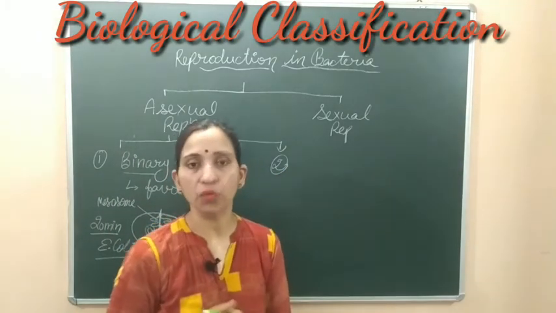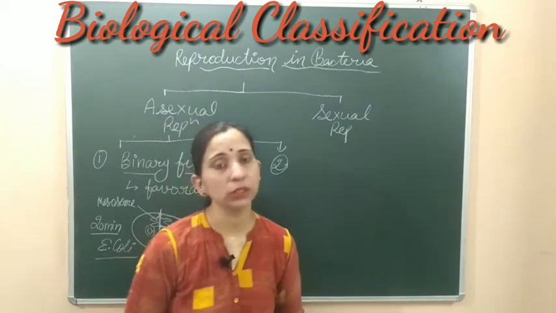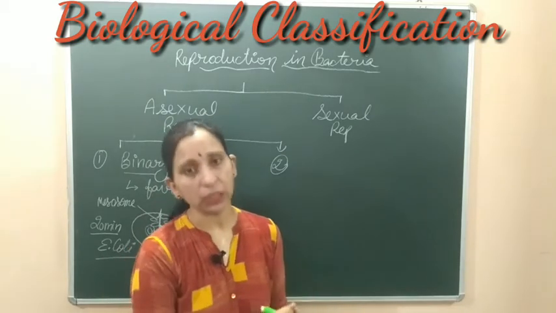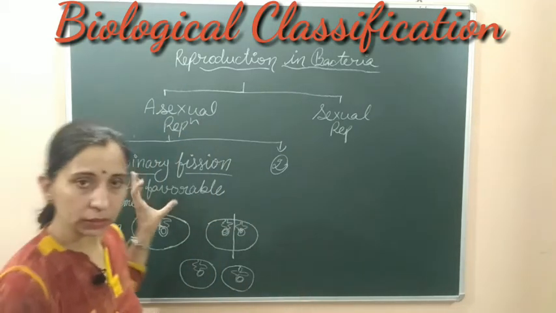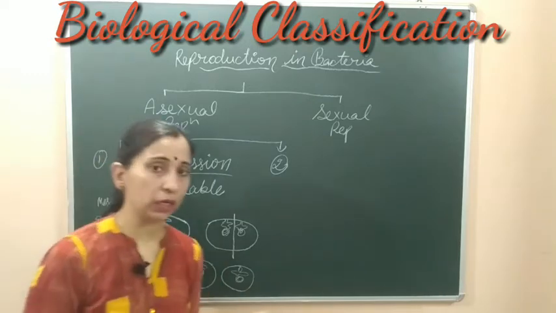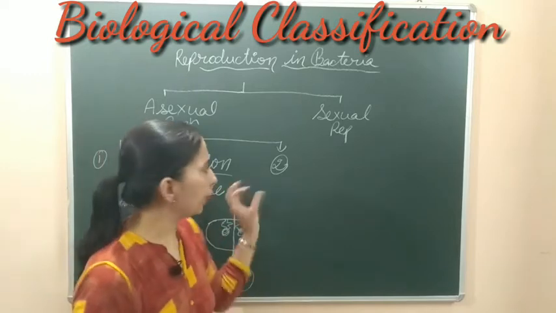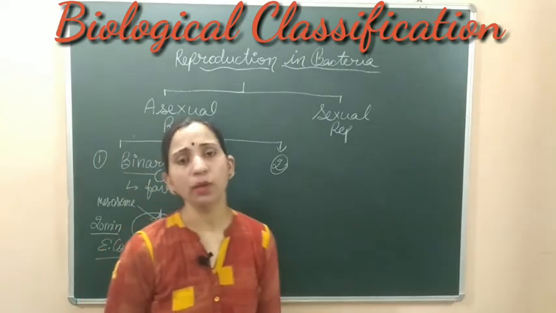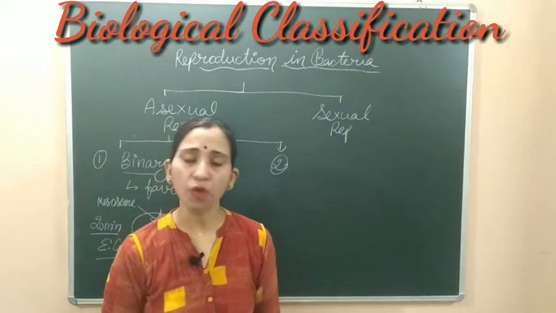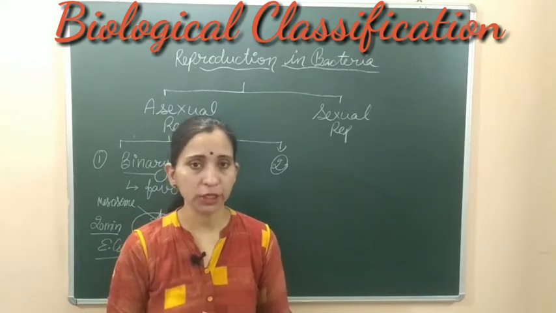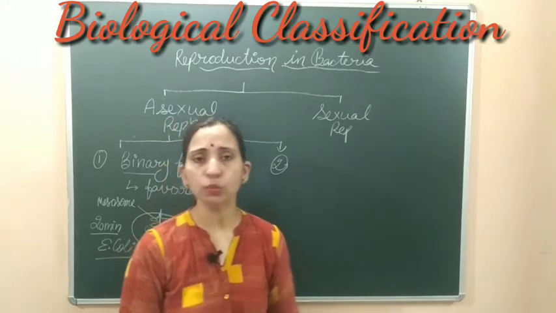Sporulation is the method by which bacteria can reproduce asexually during unfavorable conditions. Like binary fission is the reproduction which happens during favorable conditions, when the food, temperature, all things are favorable. But during unfavorable conditions, bacteria reproduce by sporulation. They can form different types of spores like conidia, cysts, endospores, etc.